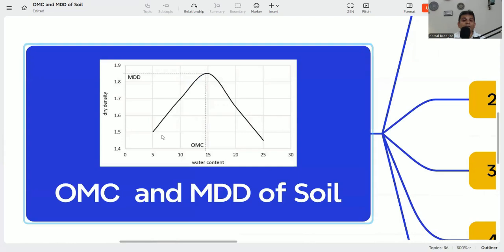See, here we are adding water and doing the compaction, and this is the dry density and water content. So we are increasing the water in the soil and doing the compaction, and the graph comes like this. As the water content increases, at the same time the dry density increases. And after a certain point, if we continue to add water, what will happen? The dry density decreases, so our purpose will not be solved. That is why we need to find out this point.